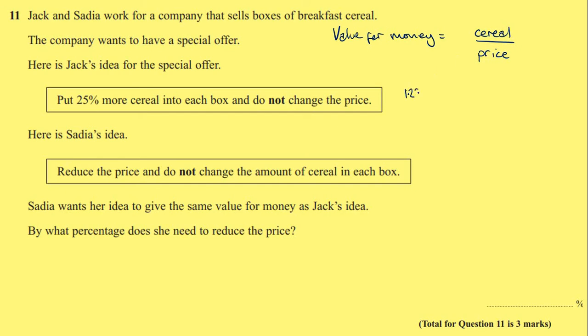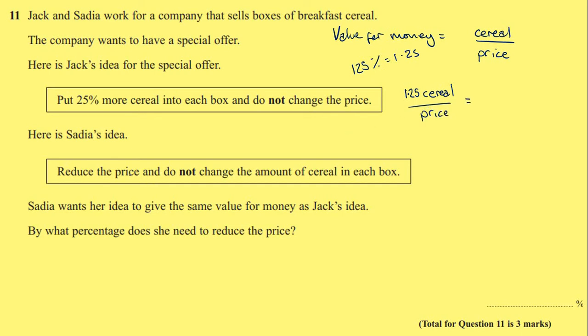Which I'm going to express as 1.25. You should know that 125% is equal to 1.25. So he's got 1.25 lots of the cereal divided by the price. Okay, there's his value for money.